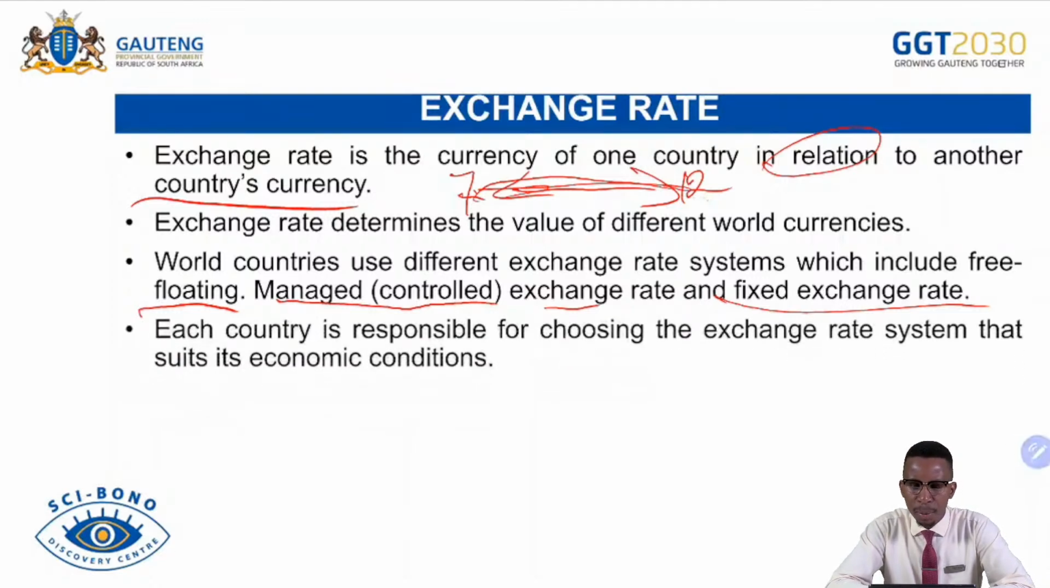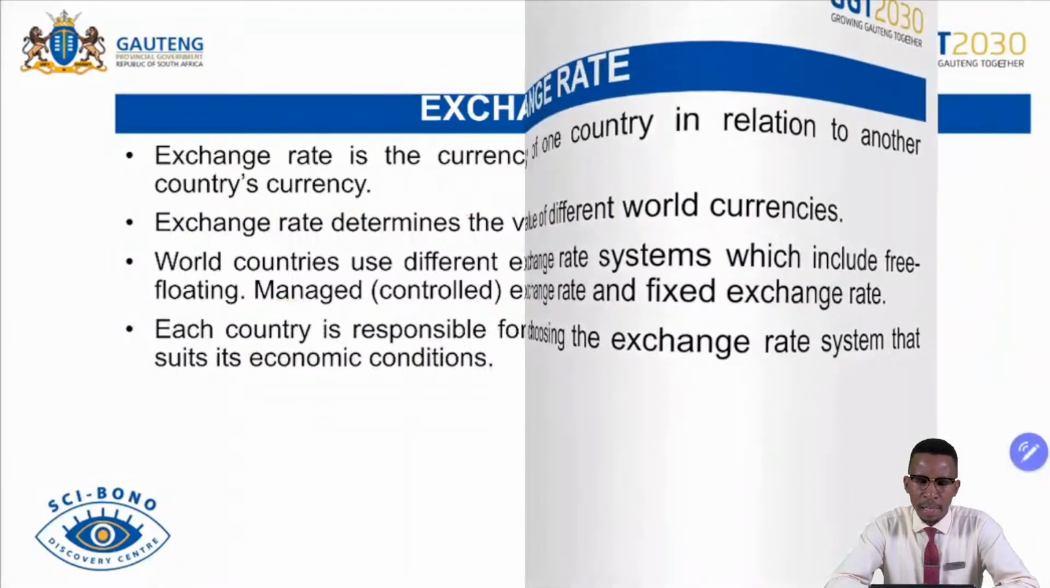Each country is responsible for choosing the exchange rate system that suit its economic conditions. So each country in the world chooses its own exchange rate system that will be suiting its economy. For instance, South Africa is using the free floating exchange rate system because they feel like it's suitable for them. So hence I'm saying each country is responsible to make a choice of the exchange rate system that it can use.